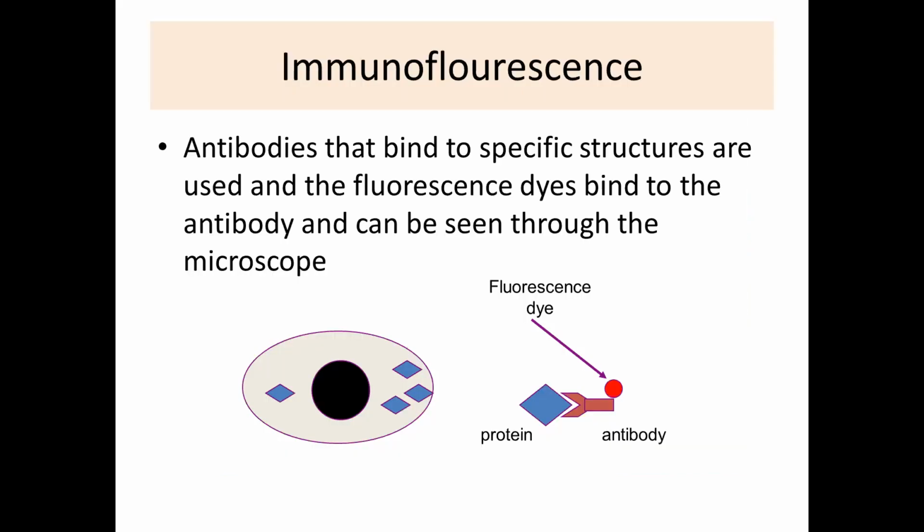Fluorescence microscopy can be taken to another level by using what is called immunofluorescence. In this technique, we use antibodies that bind to specific structures, and then these antibodies are tagged with fluorescent dyes, and that can be seen through the microscope. In the diagram below, you see a certain protein shown as a blue diamond, and the antibody shown in pink attaches to this particular protein, and that antibody is tagged with a fluorescence dye. So when you look at this through a fluorescence microscope, you know where this particular protein is.